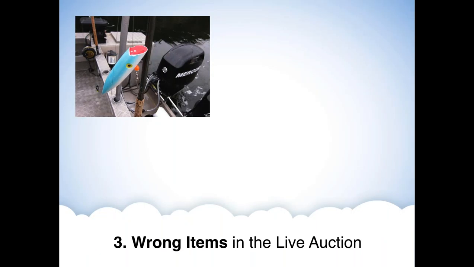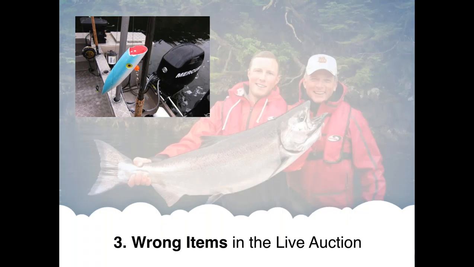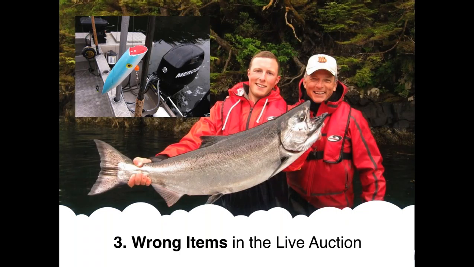The next deadly sin is having the wrong items in your live auction. My son is a great fisherman. He guides in the summertime, goes up near Alaska, and he and I were out fishing last summer. We'd been fishing all morning long, and we'd been using live bait, and we did not have a single bite. After a few hours of trolling around, Travis suggested that we use a different lure. So he pulled that blue plug out of his tackle box, and he put that on, and we threw it in the water, and 2 minutes later, this fish bit. That's a big fish. Well, that is a big fish.